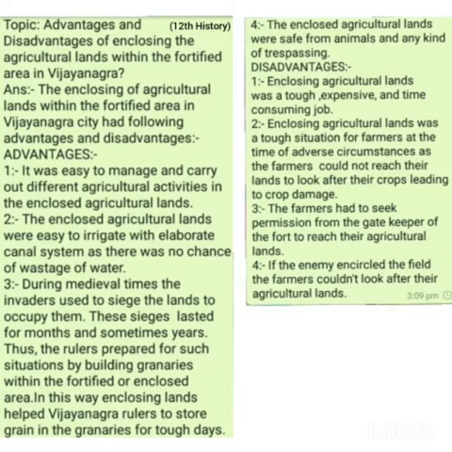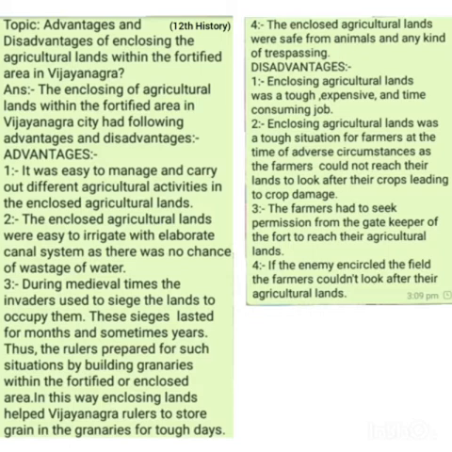But the rulers of Vijayanagara had made preparations for these problems. How? They had built granaries within the fortified areas of the agricultural lands. And as a result, whenever there was a siege around the city, the rulers had easy availability of grain stores in the fortified area, with the help of which they could eat grains, and they had no chance of starvation.